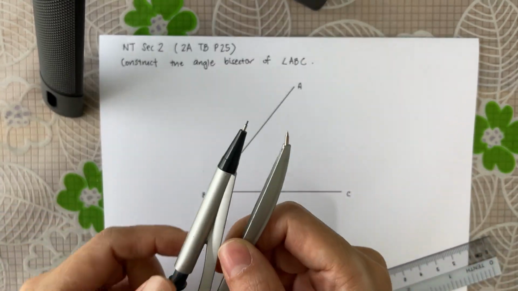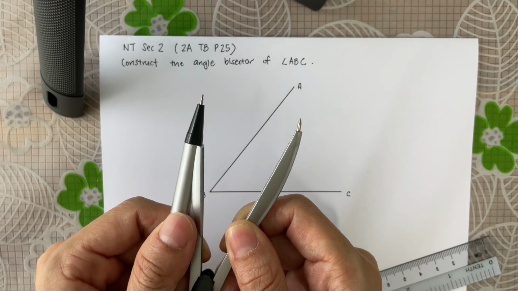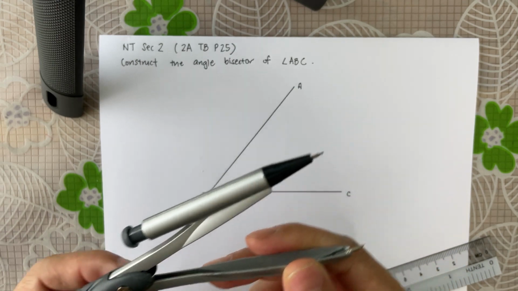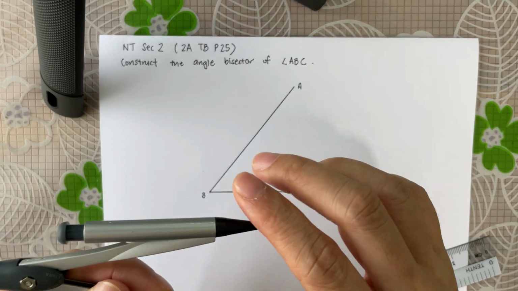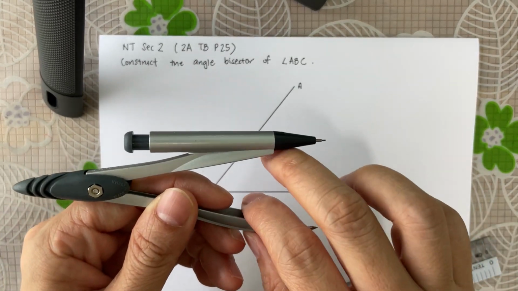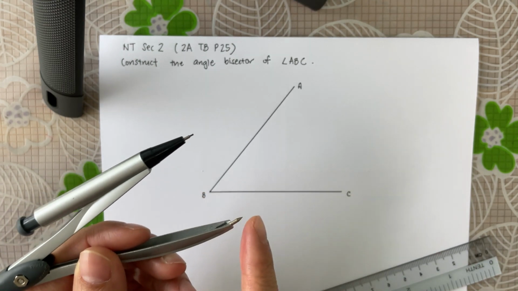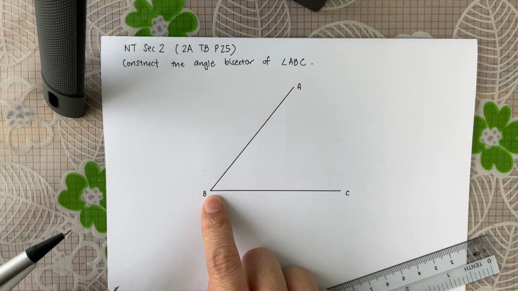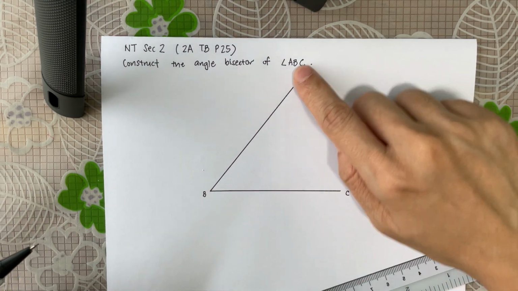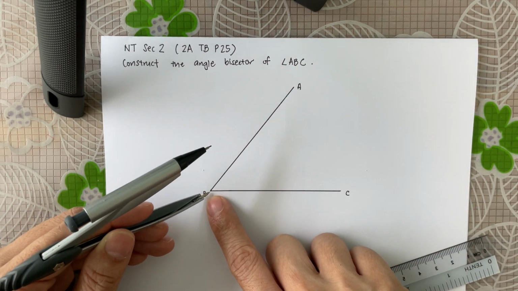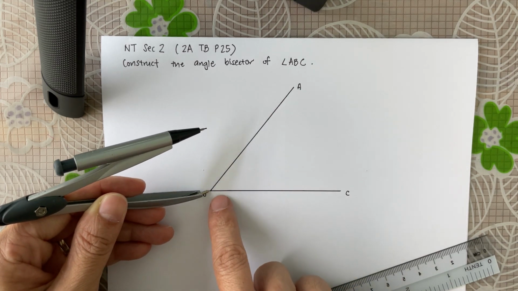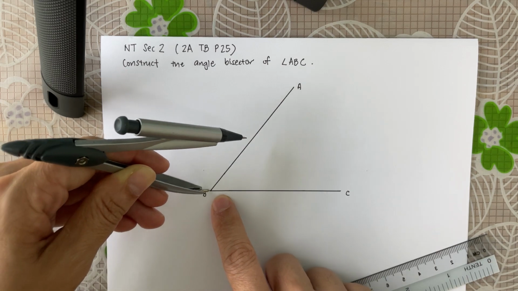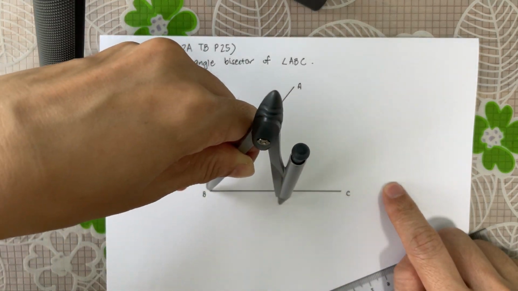So this is a compasses, and these are the two ends of the compasses. Now, what we are going to do, first step, is that we open the two ends of the compasses, and the pointed end, I want you to put it at where angle B is. B is the middle letter. So the middle letter is where we put the sharp point of the compasses. Now, I would like you to draw an arc.